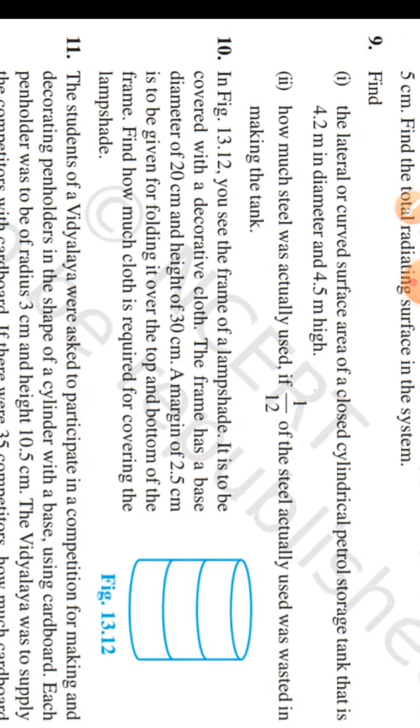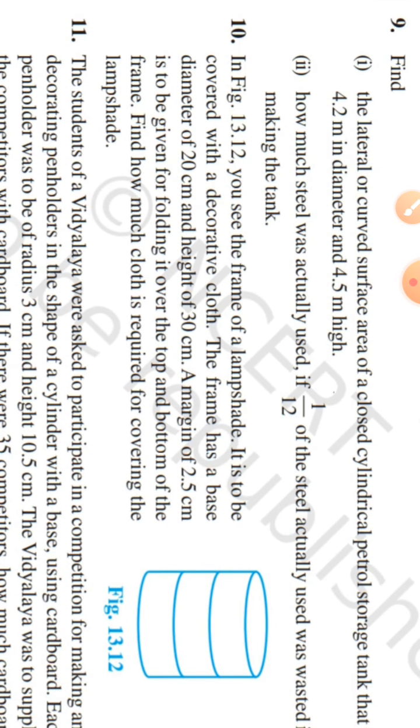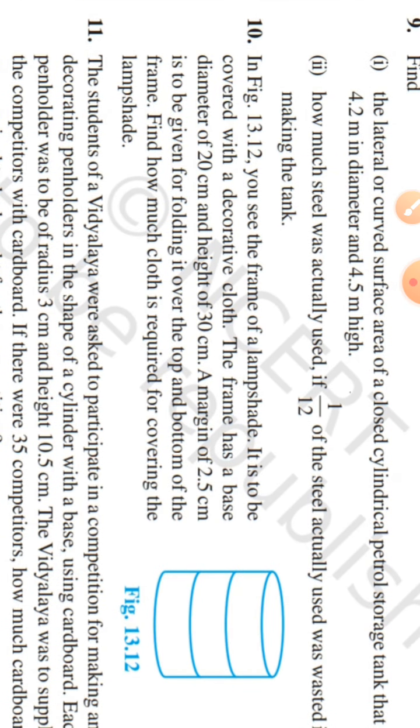Okay, now number 10. It is lampshade. Lampshade means one open cylinder is there, to cover the lamp from air or wind. Now it is to be covered with a decorative cloth. The frame has a base diameter 20 cm, so obviously radius will be 10. Height of 30 cm. The height of this lampshade is 30 cm.